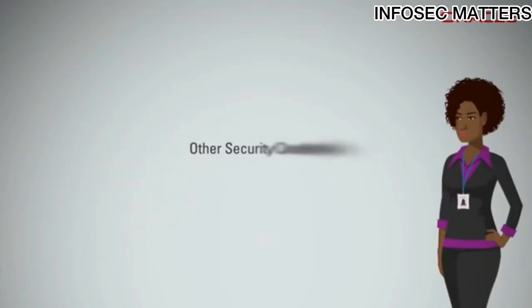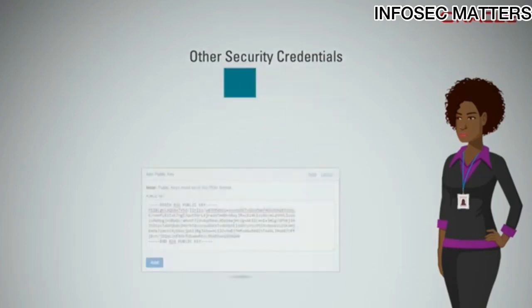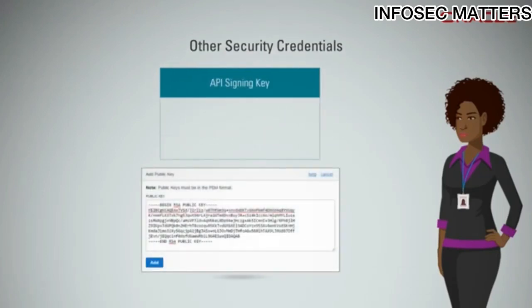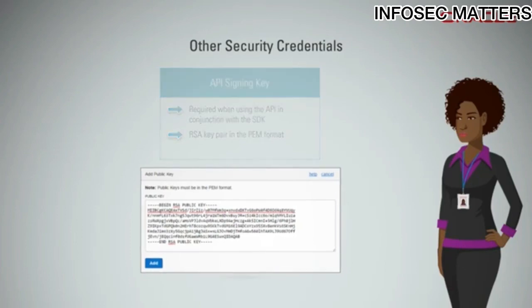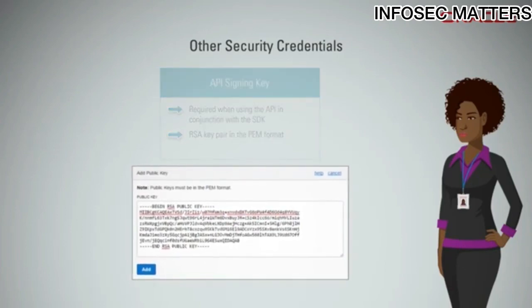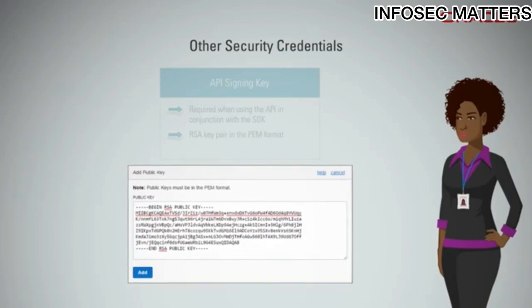After logging in, you'll see that access to different interfaces requires appropriate credentials. API signing key: the API signing key is required when using the API in conjunction with the SDK. The key is an RSA key pair in the PEM format, minimum 2048 bits required. In the interfaces, you can copy and paste the PEM public key. The PEM format of the public key that is used for API signing is actually a certificate that is exchanged in API signing using HTTPS.